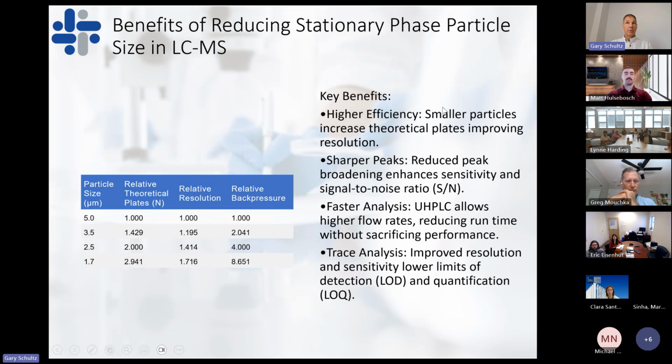One of the main reasons why pumping technology has been developed to work at higher pressures is to be able to take advantage of improvements in separation efficiency. By reducing particle size, we can increase the number of theoretical plates that are available and achieve an equivalent separation in a shorter period of time.